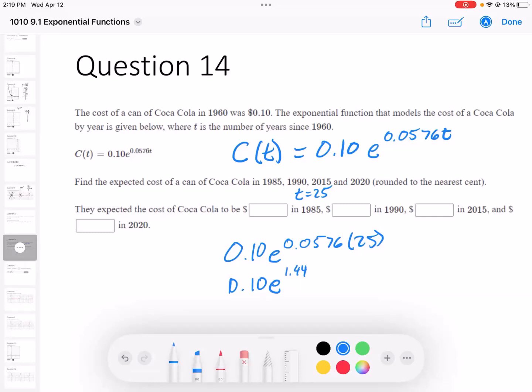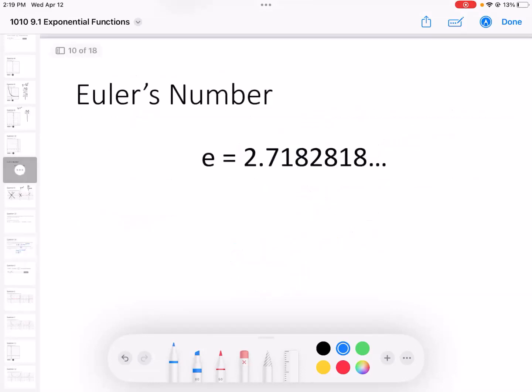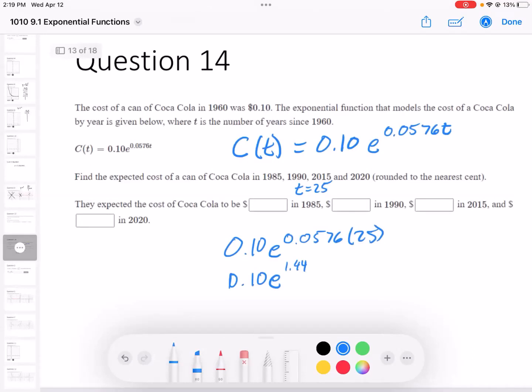But even if it doesn't, you can use this number for E and it will give you a pretty good approximation. Because technically the decimal does go on longer, but this decimal is close enough. So you would take this number, or if your calculator has an E button, you can just use that. And you would raise it to this exponent and then you would multiply by 0.10. And that's how you would do question 14.